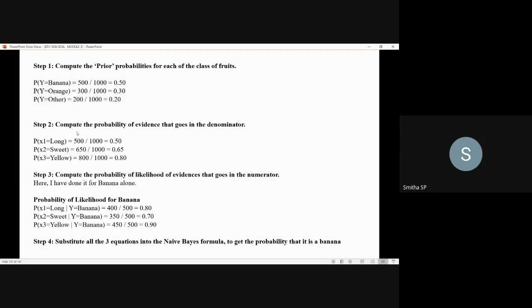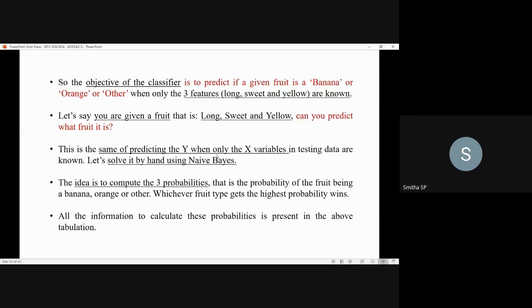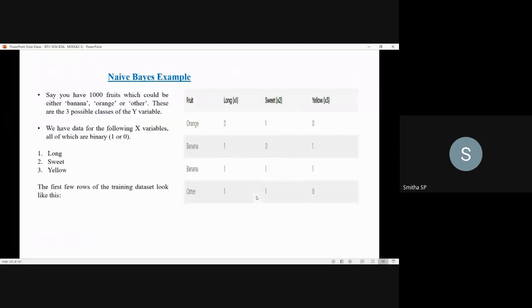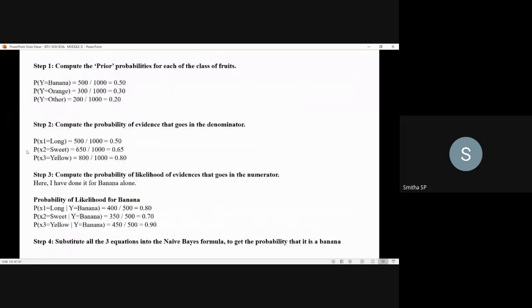In the next step, you have to compute the probabilities for the x variables. That is the computation of the probability of evidence, that is in the denominator. In the formula, you can see the denominator has this probability of evidence. Now you have to calculate this probability of evidence. For that, you need to calculate the probabilities of the x variables.